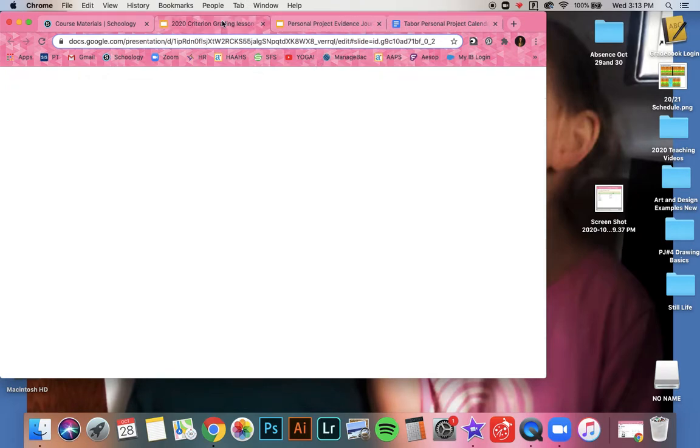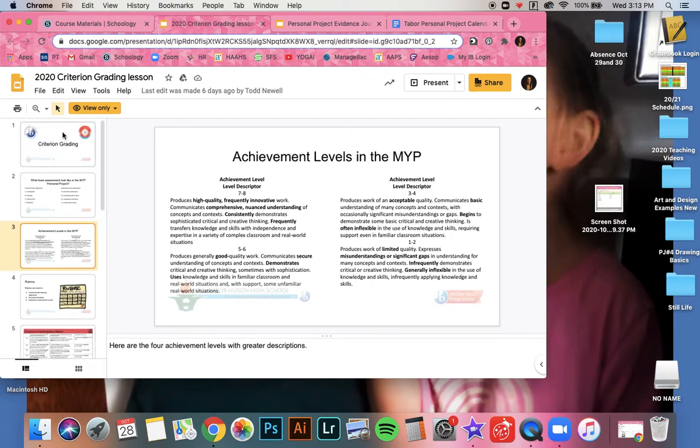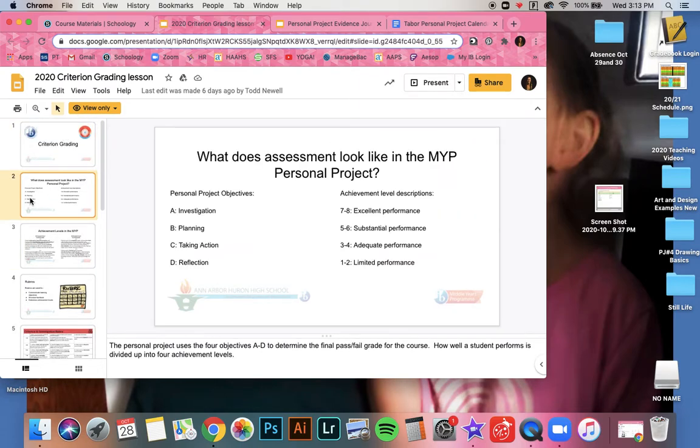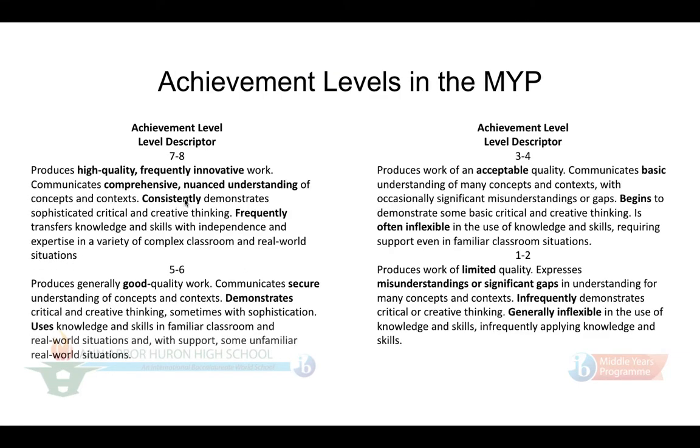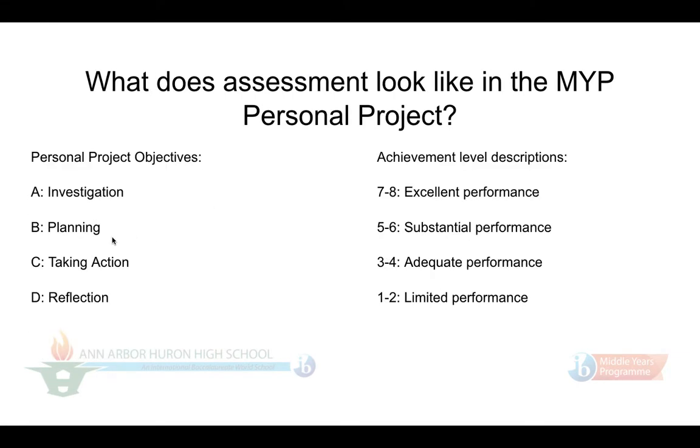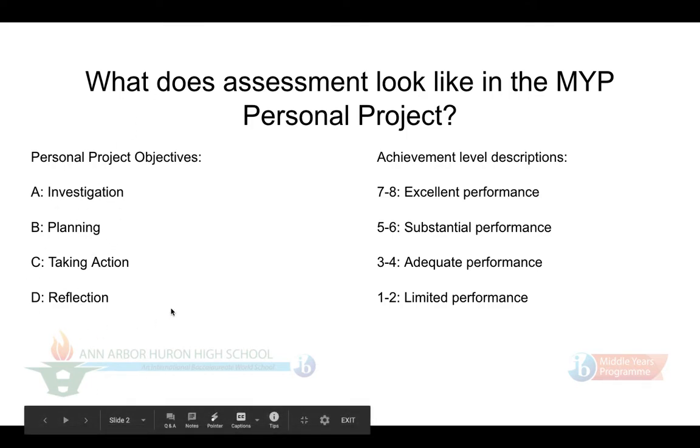Okay, moving on. I am supposed to go over criterion grading with you. So I keep saying all these things, criterion grading. So let's take a look at this. What does assessment look like in the personal project? So there's 4 criteria. We are in A right now, which is the investigation phase. The taking action phase is when you're actually doing and making your project. And then the planning, obviously you plan for it. And then reflecting is reflecting afterwards, making any adjustments, grading yourself.